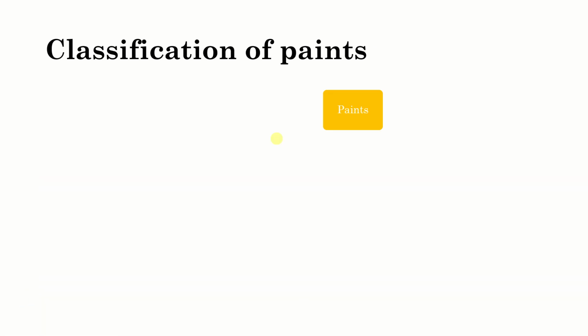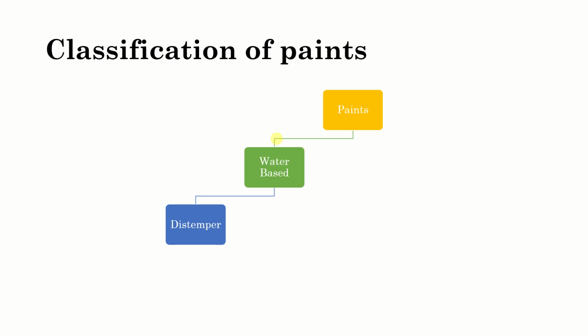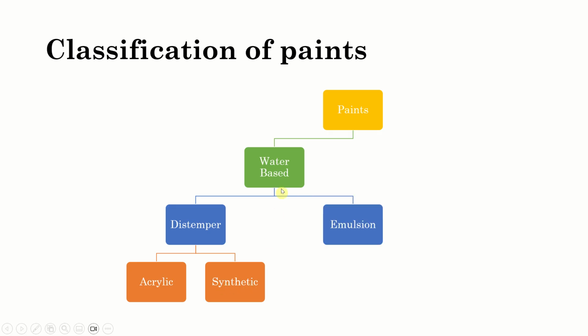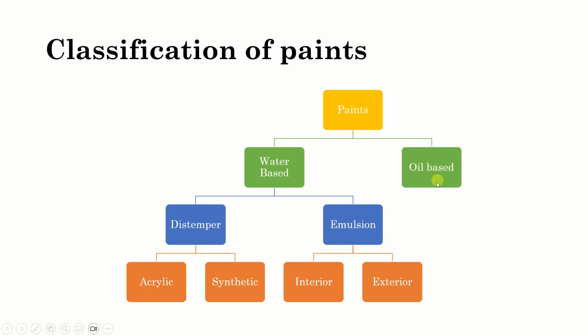Let us classify the paints. Water based paints include distemper, whose types are acrylic and synthetic. In the water based, another one is emulsion, which we can use for interior and exterior. Oil based paints include enamel paints. So water based and oil based: distemper, emulsion and enamel. If you see interior and exterior purposes, acrylic and synthetic paints are in the distemper category.